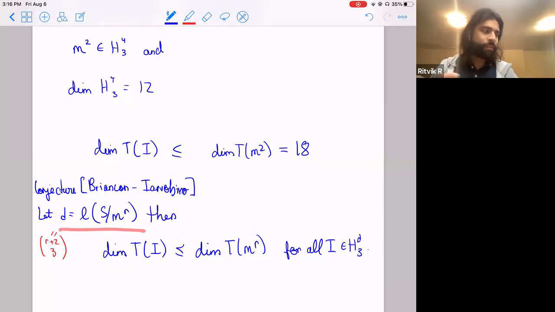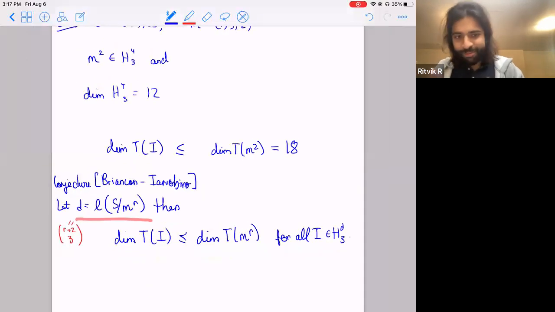So they had a conjecture for all values of D, but that's known to be false. I won't get into that right now. But in the case where the power of the maximal ideal does appear, it is somehow clearly the largest possible dimension. Okay, so that's the state of the art, and this is still open.